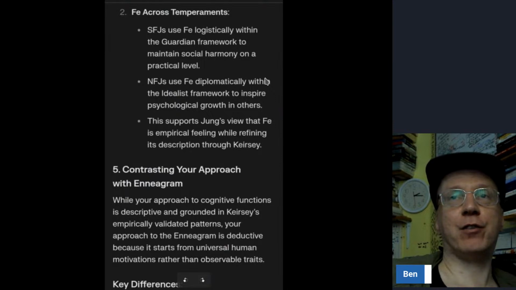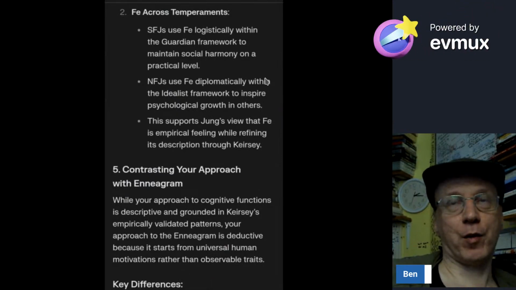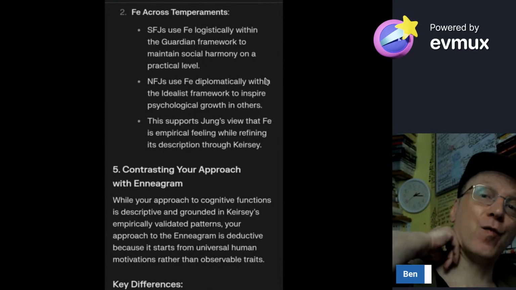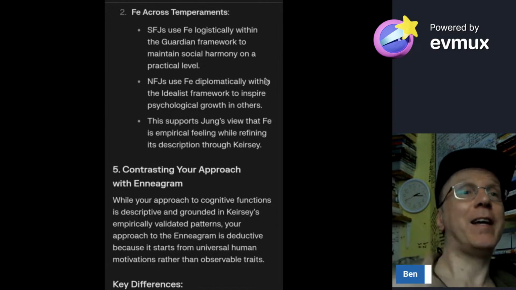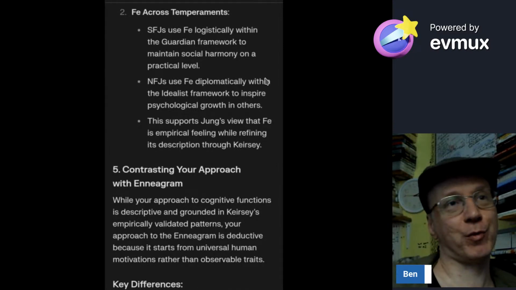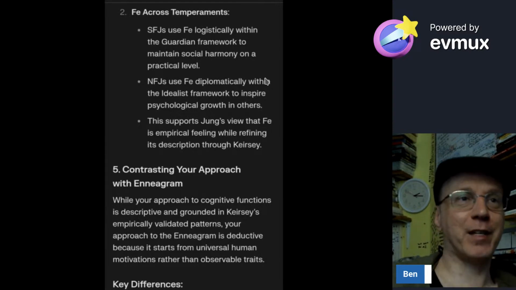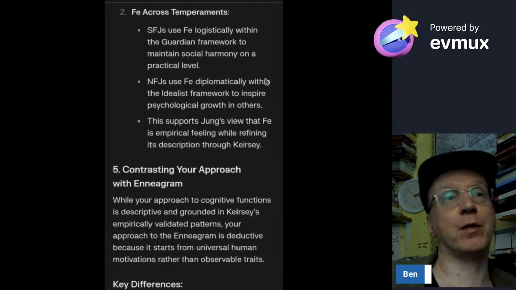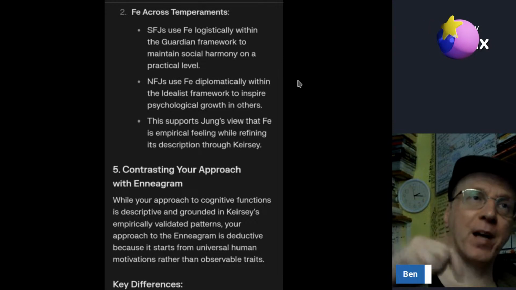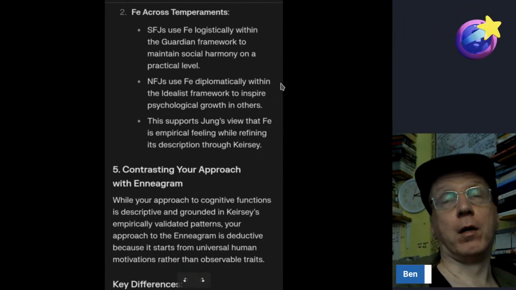FE across temperaments. SFJs use FE logistically within the Guardian framework to maintain social harmony on a practical level. Here's a sidebar. Guardian FI is going to be coming from the Guardian temperament, internal. So if you have a Guardian that grows up in a household that's all artisan and irresponsible, the FI of the Guardian, the internal feeling, will go towards responsibility, the feelings which come from the temperament. But that FI will be a backseat driver to the FE. But at a certain point, that temperament's going to come through.